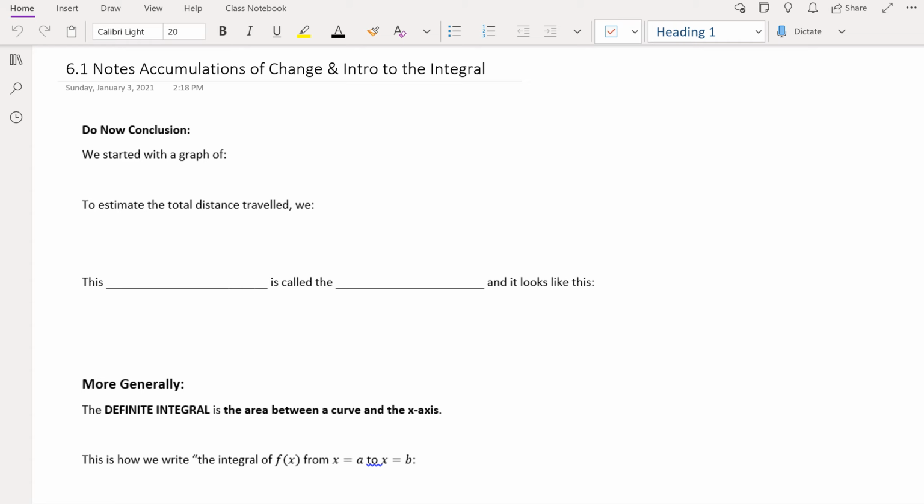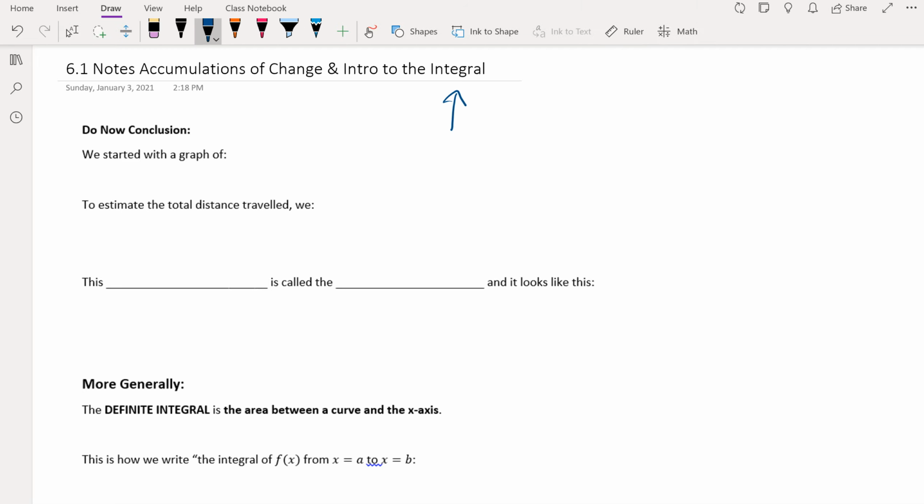All right, y'all. Today we are going to start a completely new topic, which is an important topic of calculus. It's basically the opposite of the derivative, and it is called the integral. So go ahead and get 6.1 notes, accumulations of change, an intro to the integral down in your notes. And we will get started right away.